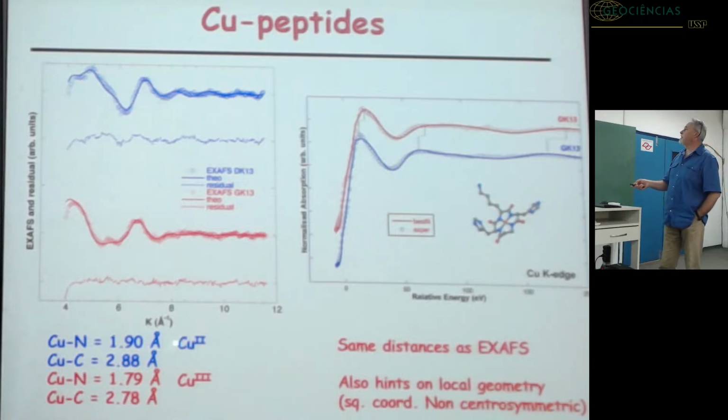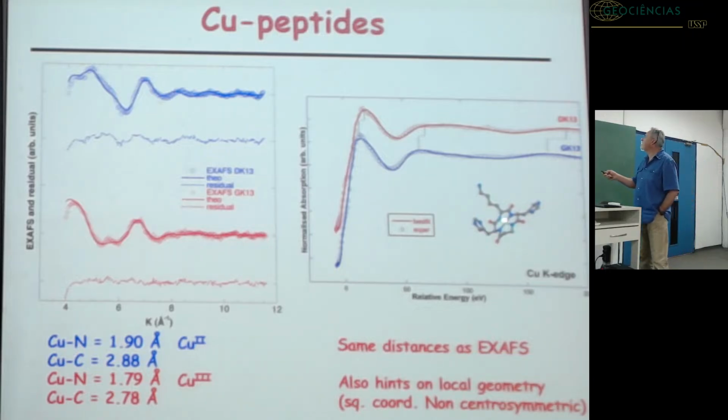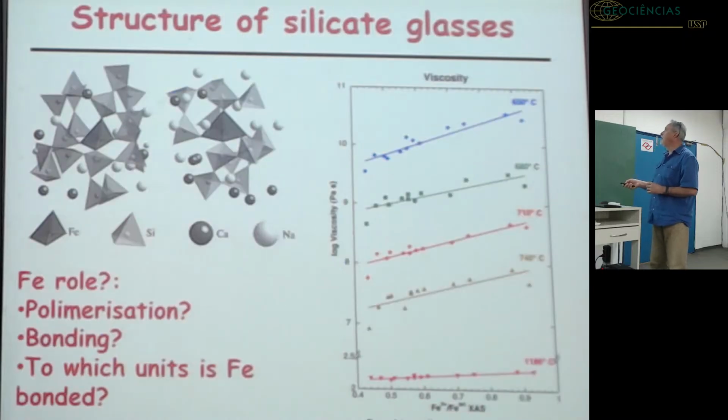So the XAS data, so the refined copper-nitrogen distance, are compatible with trivalent and divalent copper. And in this case, we managed to calculate also the theoretical XAS spectra. And from the theoretical XAS, we managed to confirm the copper-nitrogen distance and confirm the fact that the copper is not exactly in plane between those 4 nitrogen, but is slightly out of plane, which is something that we suspected from the pre-peak, but we couldn't be sure of.